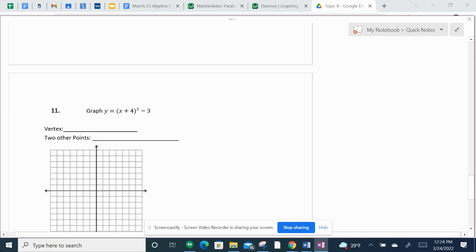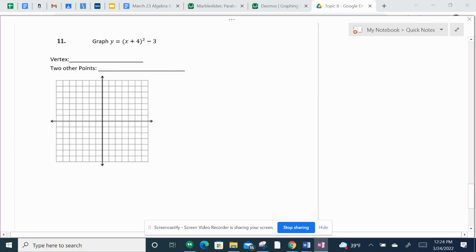All right, last one on our practice test here asks us to graph y equals (x plus 4) squared minus 3. I notice this one's not in standard form, although I could change it to standard form if I'm more comfortable with that. What I notice about this one is that it is in vertex form. And so because it's in vertex form, I can very quickly write the vertex point because remember, it's right there in the problem.